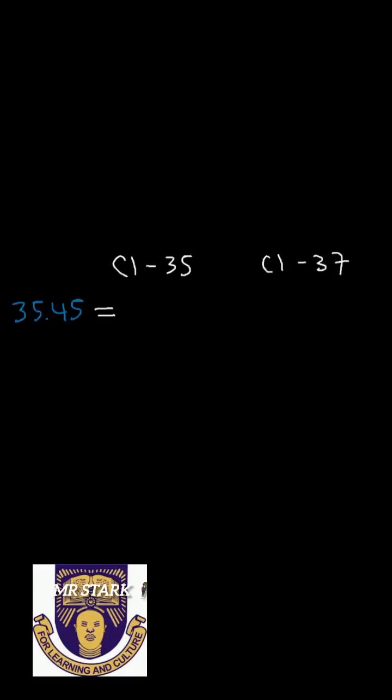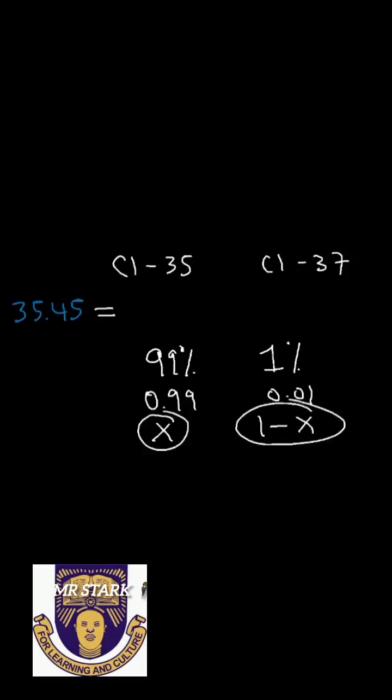So how can we calculate the percentage for each? Now, if you remember in the example of carbon, 99% was carbon 12, 1% was carbon 13. But these two numbers have to add up to 100. 99% is 0.99, 1% is 0.01. So let's say if 0.99 was x, that means that 1 minus x is 0.01. 1 minus 0.99 is 0.01. So to find the percentage, you need to use x and 1 minus x to solve it.